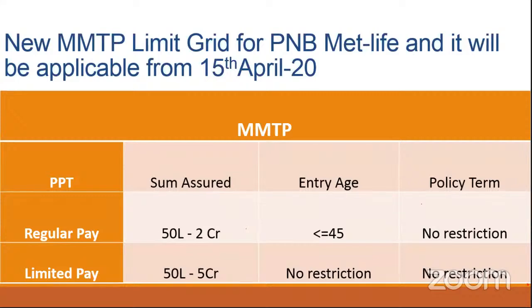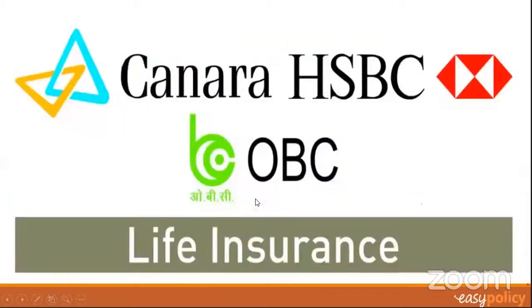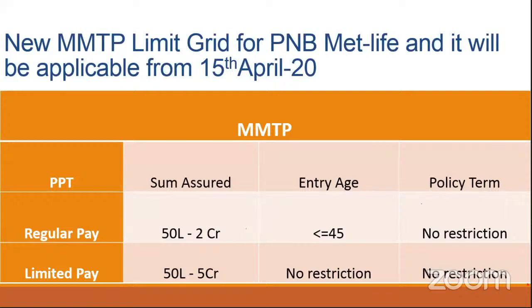What is regular premium? Regular premium is where, let's suppose, I'll be covering myself for the next 40 years, so I'll be paying the premium for the next 40 years. That is regular premium. So if age is greater than 45, up to 2 CR of sum assured, PNB MetLife does not permit paying as a regular premium. The customer must opt for a limited pay term. So this is for PNB MetLife.